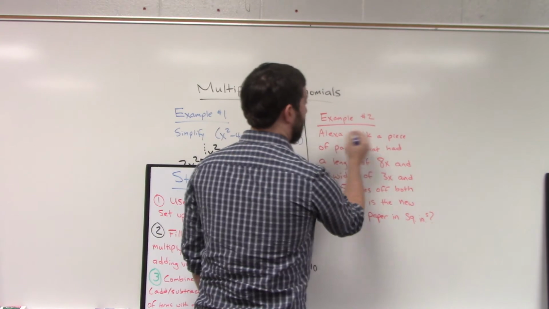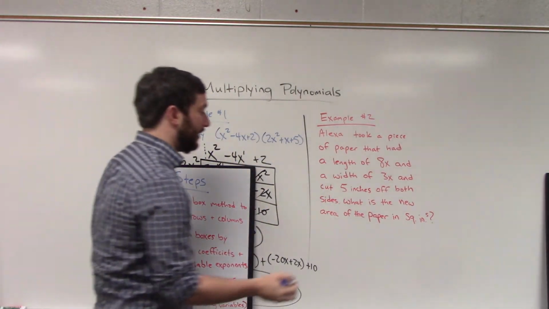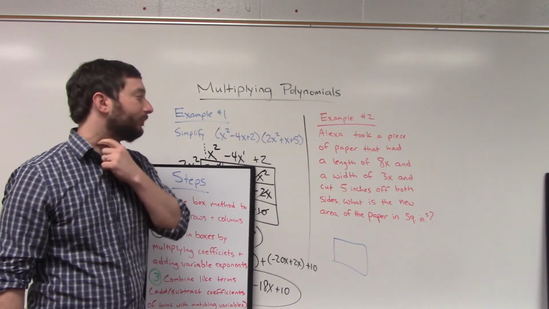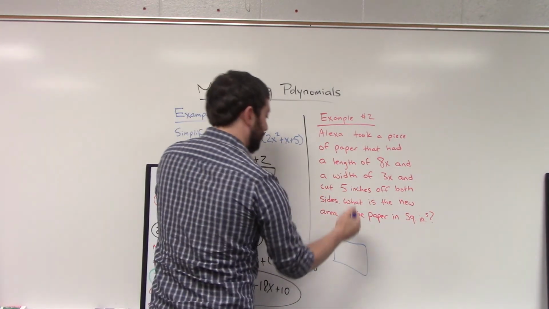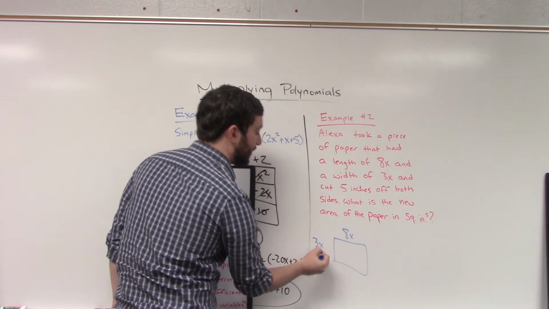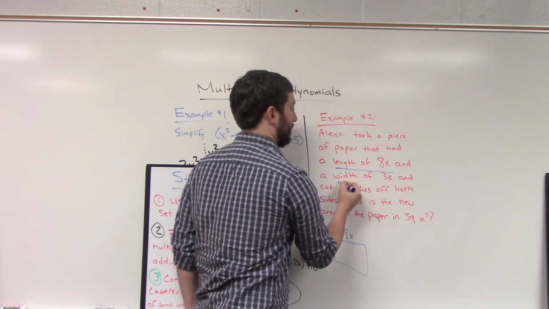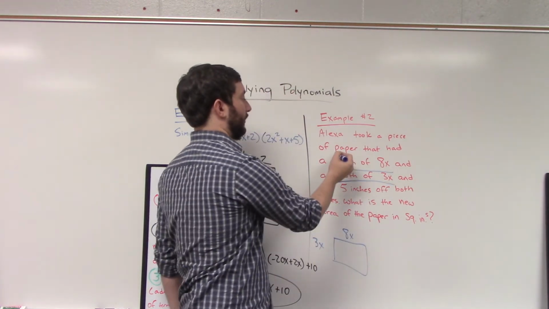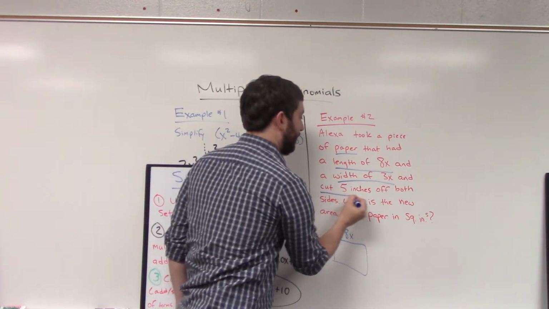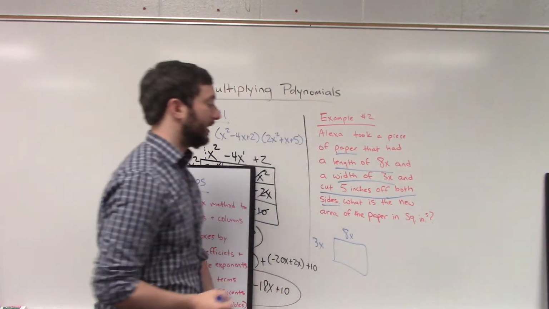For example, if a student took a piece of paper and did something with it, what I would recommend is just drawing what a piece of paper looks like. It's a rectangle, right? Okay. And the length of this paper is 8x, and the width is going to be 3x. So underlining length of 8x, width of 3x. You're looking at paper. What the student did was she cut 5 inches off both sides. Okay.